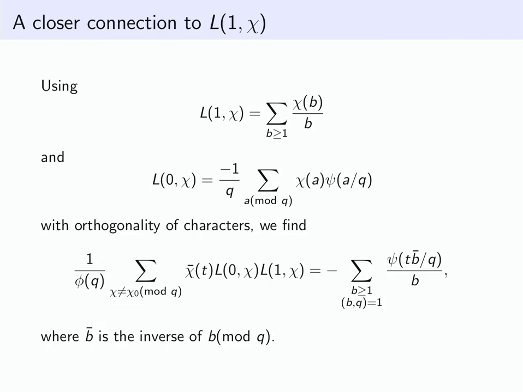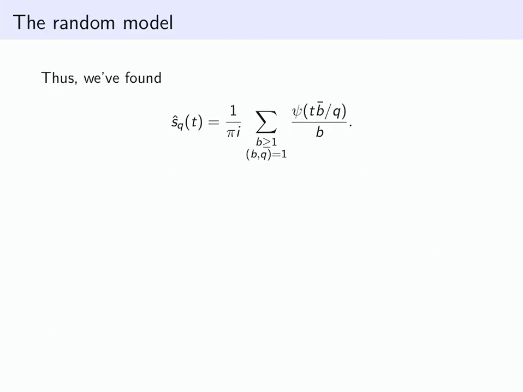oscillate and cancel as you sum over a complete set of residues, here you're now using the sawtooth function evaluated at TB bar over Q. So again, if you sum over a full set of residues, this will cancel. This looks a lot like a character, except it's not multiplicative or anything like that. And indeed, the study of L(1, chi) is what motivates our study of this expression here. So the question is, how do we actually do that?